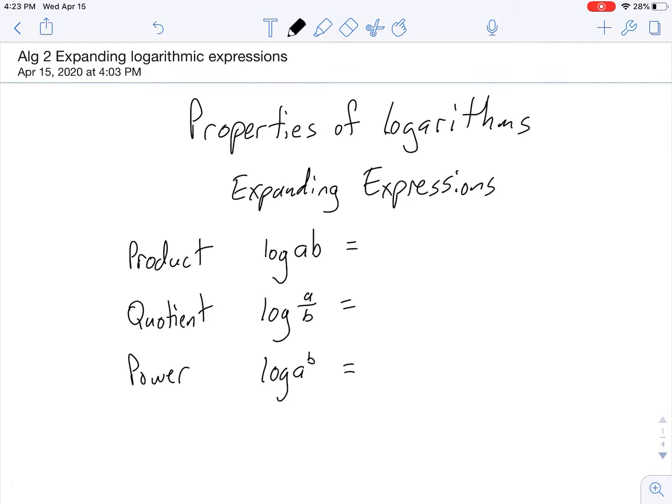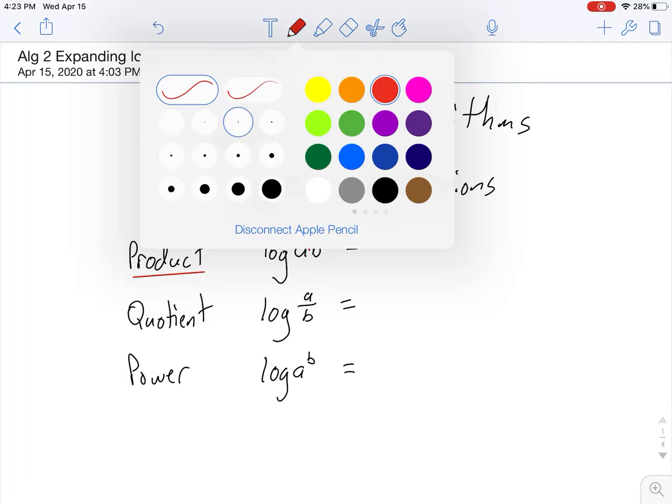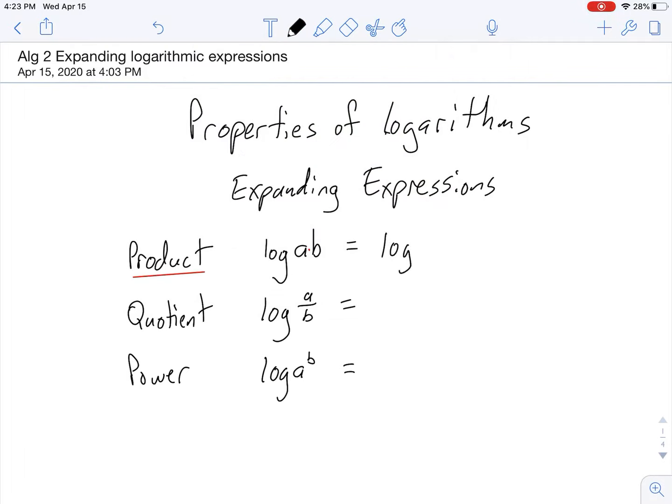So the product property, now I'm kind of writing them backwards as compared to yesterday, because yesterday we were condensing and today we're expanding, which is sort of the opposite of that. So if you have log of a times b, you can expand this out into log a plus log b. So if you start with one log, it expands into two logs. The times expands into plus. And hopefully that makes sense. You know that adding and multiplying are related to one another.